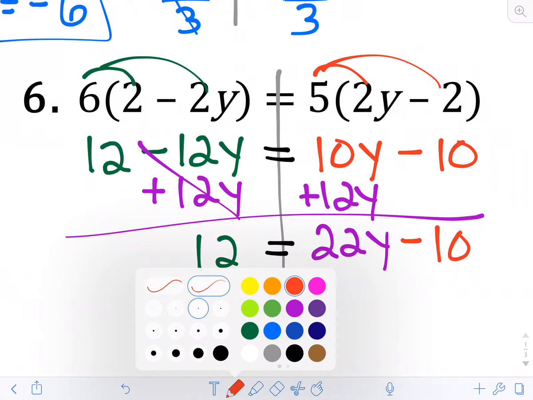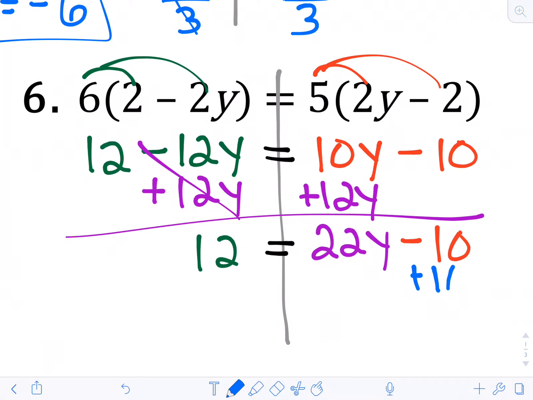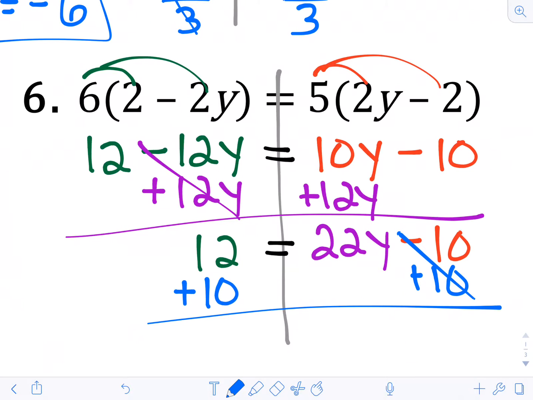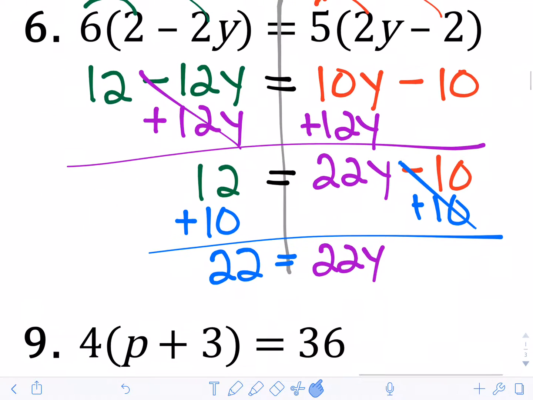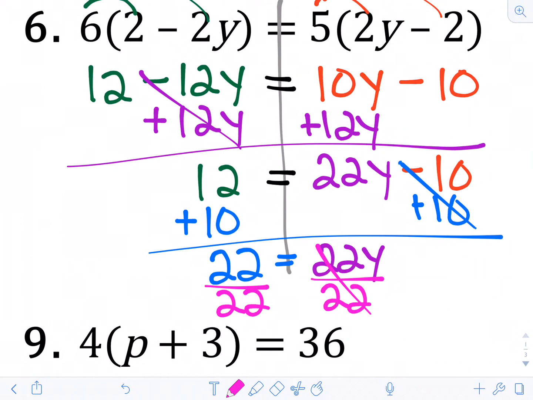So I'm going to go ahead and add that 10 that's in the back to both sides. Those cross off. 12 and 10 give me 22, and that's equal to 22y. So the last thing I have to do here is divide both sides by 22, and that's really nice because 22 divided by 22 is just 1, so y is equal to 1.